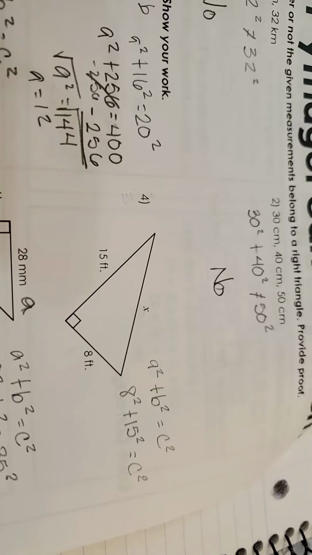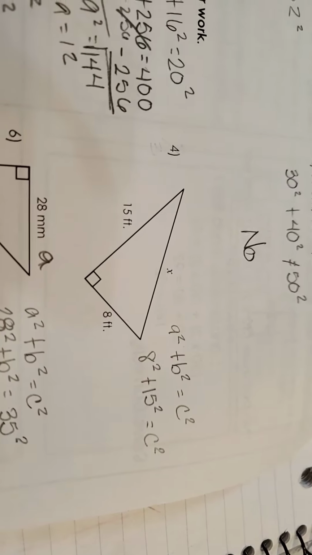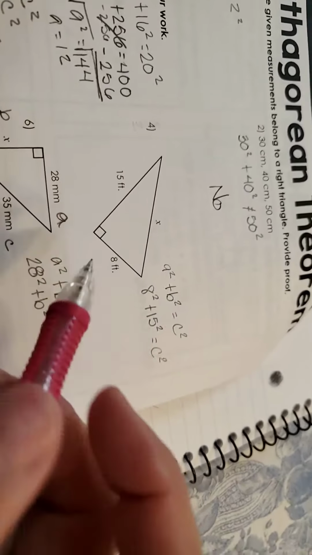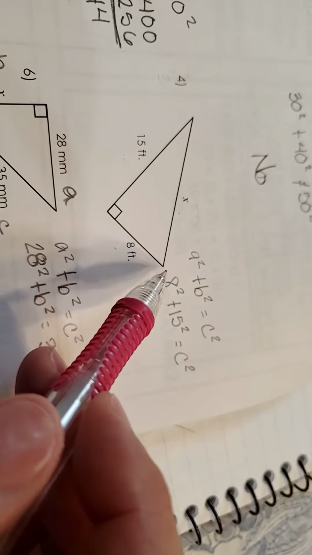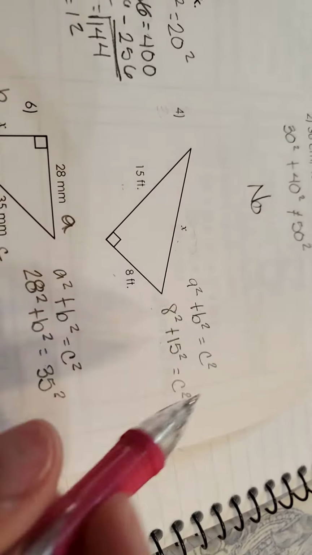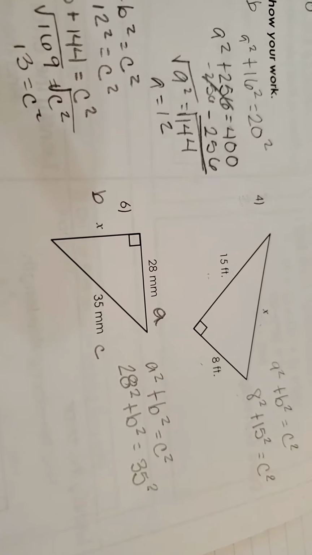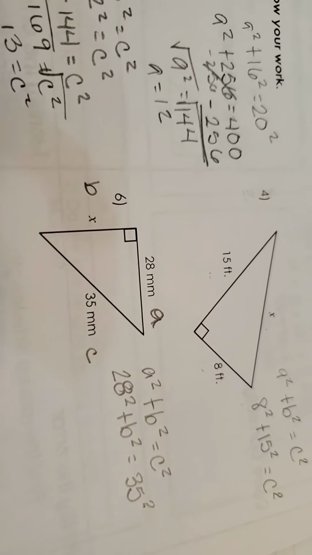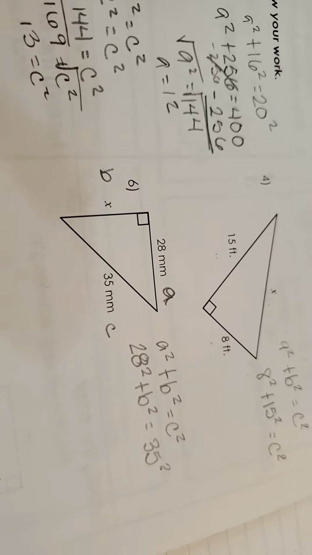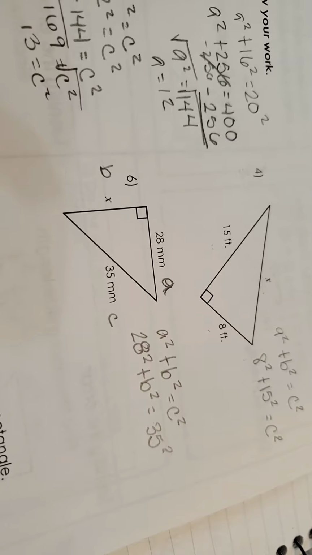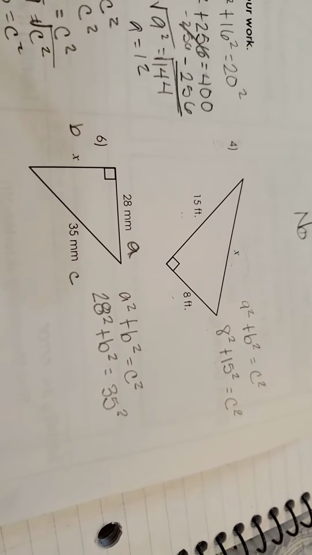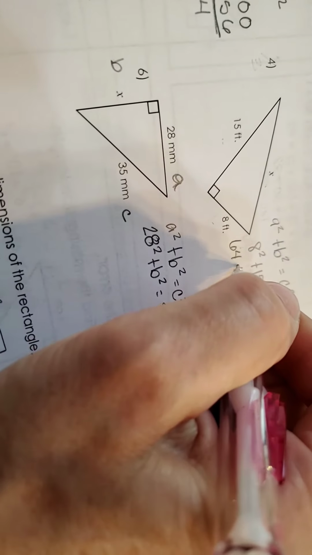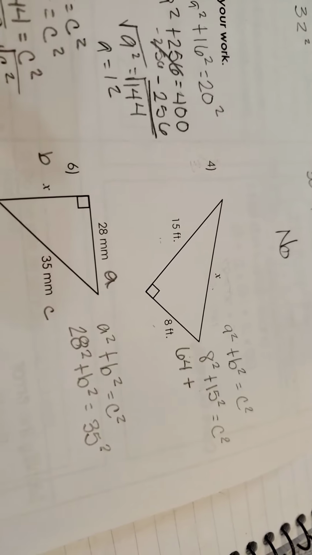All right, here is our next triangle. Again, we're looking for the hypotenuse. So we had a squared that gave it to us, and we had b. We just need to figure out what x is. So here we have 8 squared plus 15 squared. Okay, so 8 squared, we know, is 8 times 8 is 64. So we've got 64 plus 15 squared.